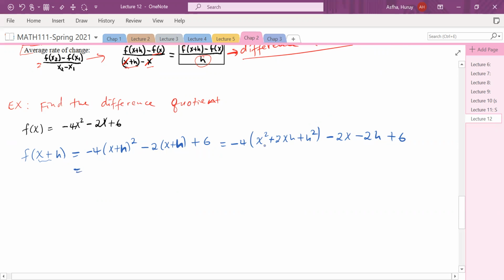Again, simplifying this, I will distribute the negative 4 to each of them. So we have negative 4x squared minus 8xh minus 4h squared minus 2x minus 2h plus 6. As you can see, we don't have any things to cancel out here to simplify. And f of x is already here, so I don't need to write that one.